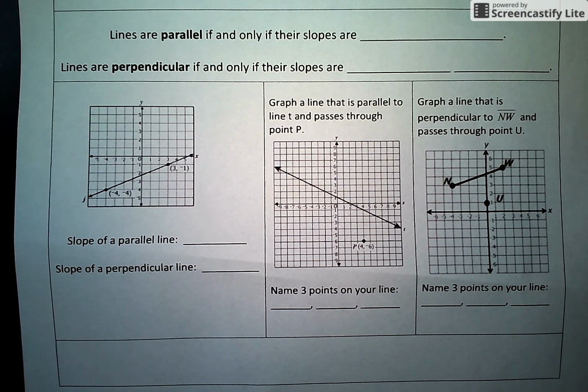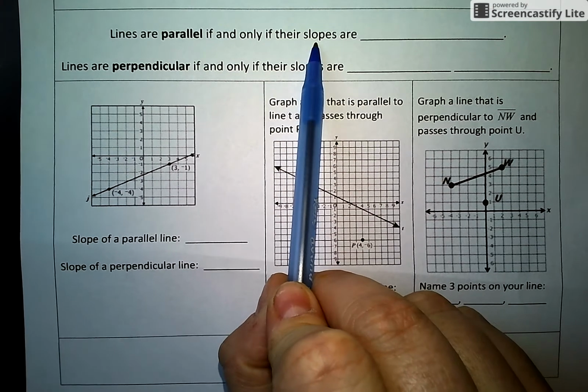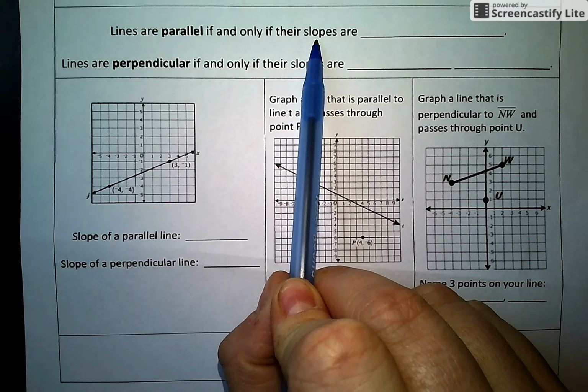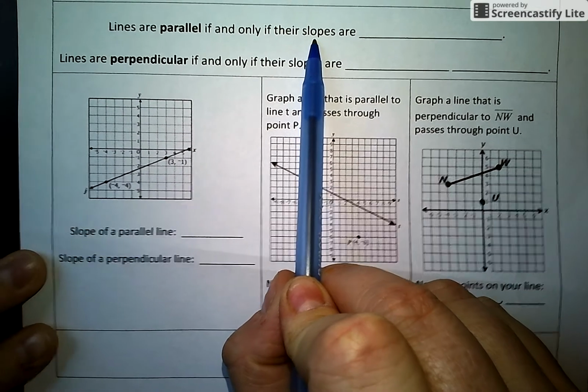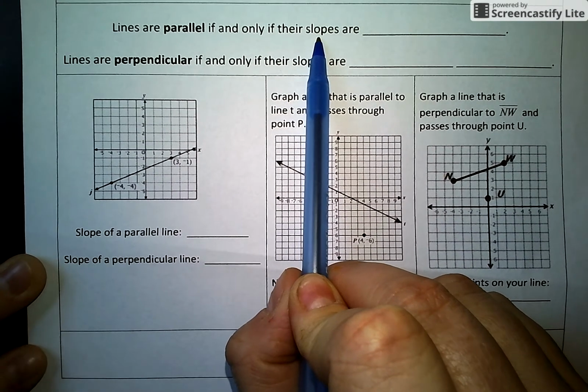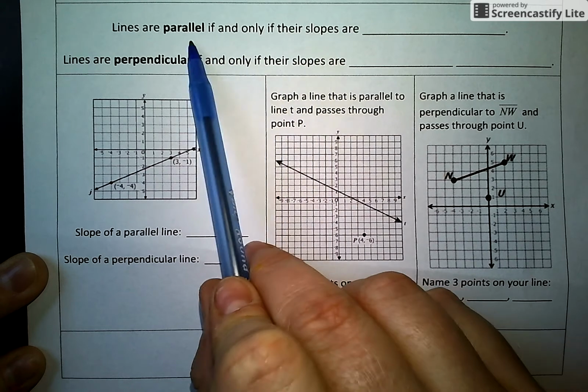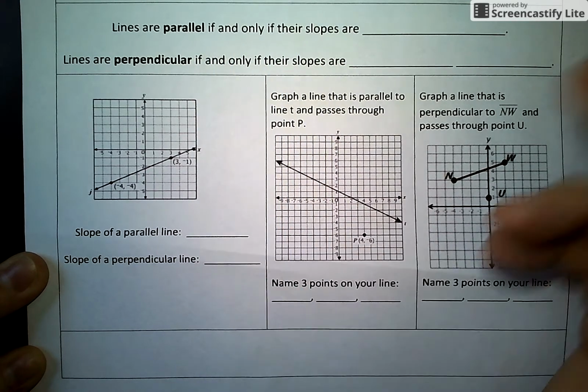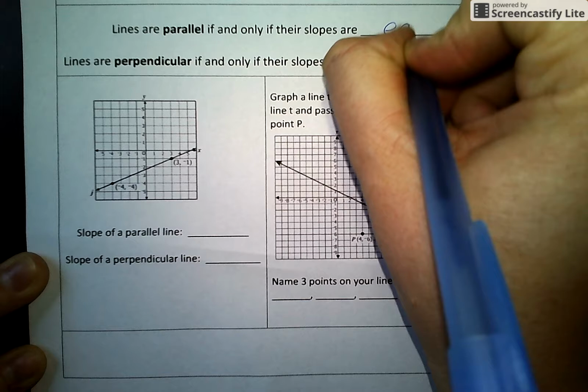The concept of parallelism is completely reliant on the slope of the line. In order for lines to be parallel, their slopes have to be exactly equal to each other. Therefore, lines are parallel if and only if their slopes are equal.